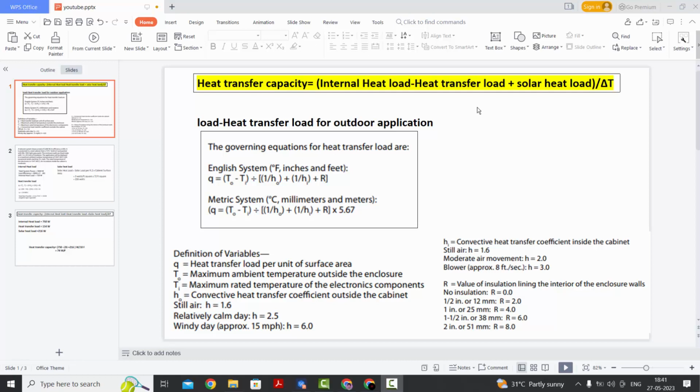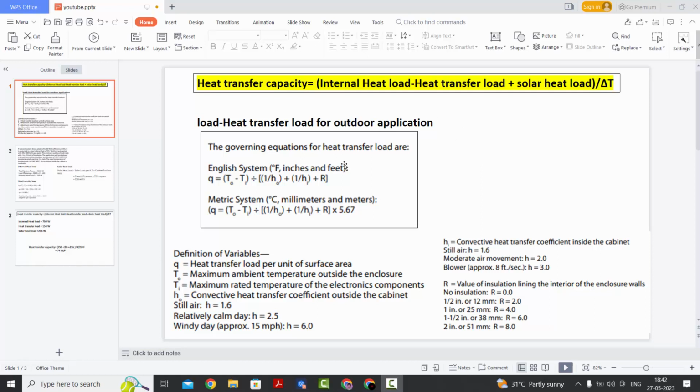First we need to calculate the internal heat load of the system and the heat transfer load, and at last we need to find out how much the solar heat load will be. Once we get all these three loads, we will divide this term by the temperature difference. In my previous video, I have already explained how to calculate the internal heat load. If you have not watched that video, watch it first. The link is in the description. I will explain how to calculate the internal heat load here also.